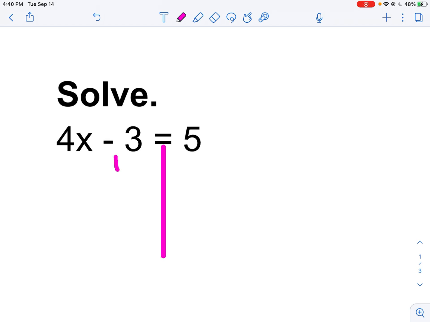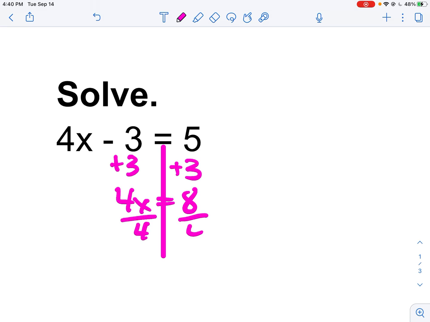So I add 3 to both sides of the equal sign. I get 4x equals 8. I divide by 4 on both sides, and I get x equals 2.